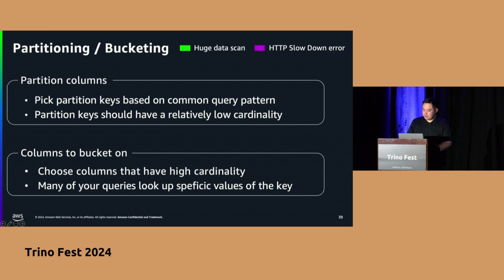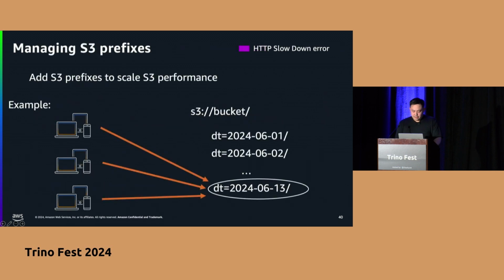And when you choose partition columns or columns to bucket them, you should consider based on the cardinality of data and the common query pattern. So next solution is managing S3 prefix. This solution mitigates HTTP slowdown error.